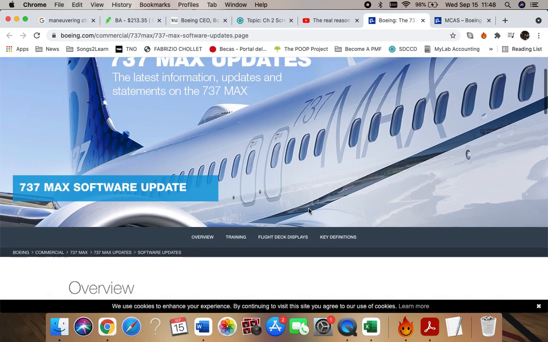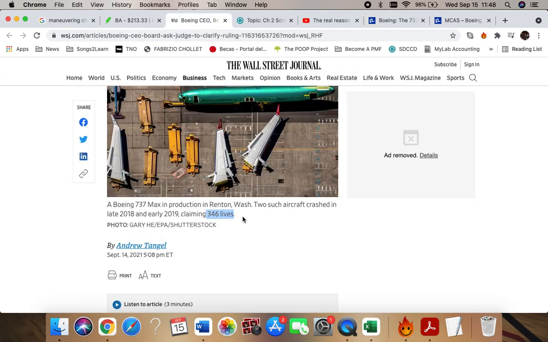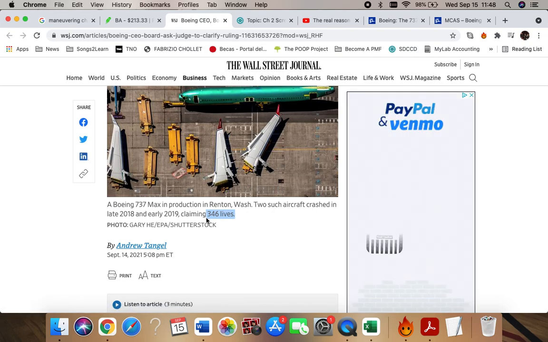Another precaution that Boeing took was the training. Instead of a two-hour iPad training, pilots must now complete 21 or more days of instruction and simulator training to operate the 737 MAX. Again, Boeing enhanced the technology, enhanced the training, and implemented these new protocols to avoid these catastrophic incidents.